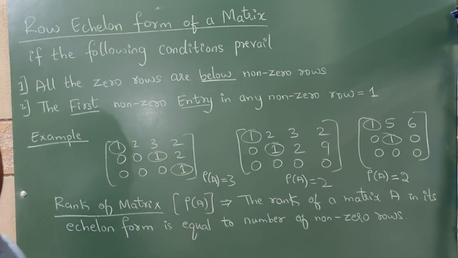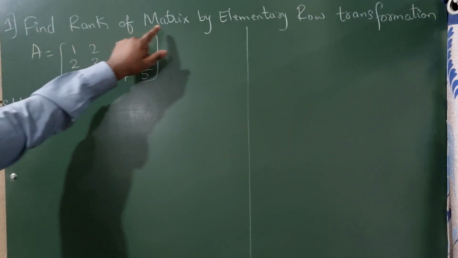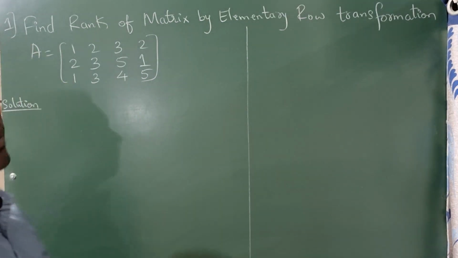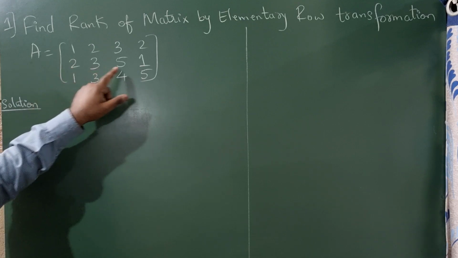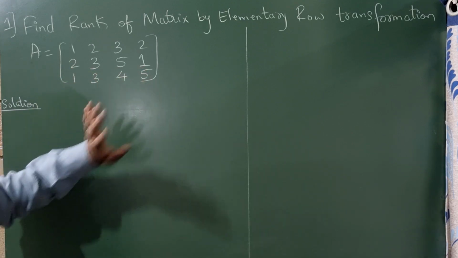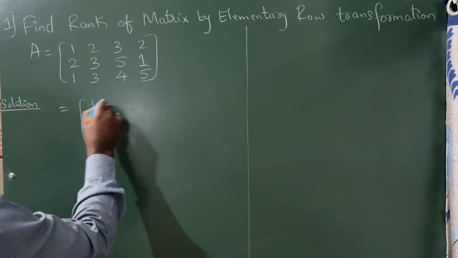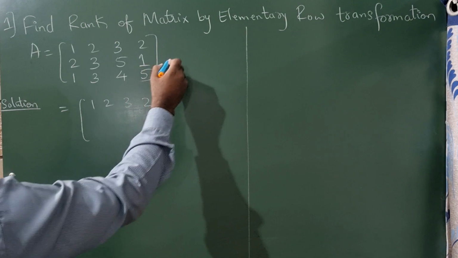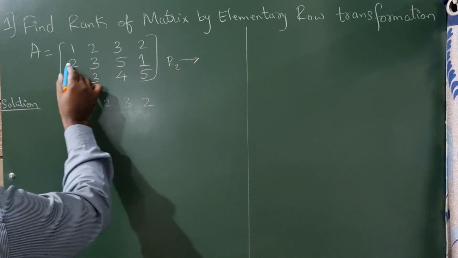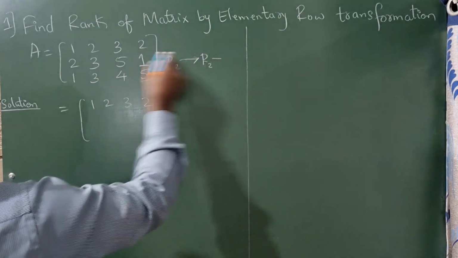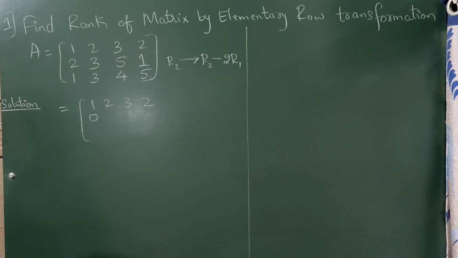Let us solve a few sums. Find the rank of the matrix by elementary row transformation. Now the given matrix A is equal to 1, 2, 3, 2; 2, 3, 5, 1; 1, 3, 4, 5. Now let's start. Write the first row as it is. Now the second row you need to make 0. So R2, this is row 2. Write R2 minus 2 into R1, which will make this entry 0.